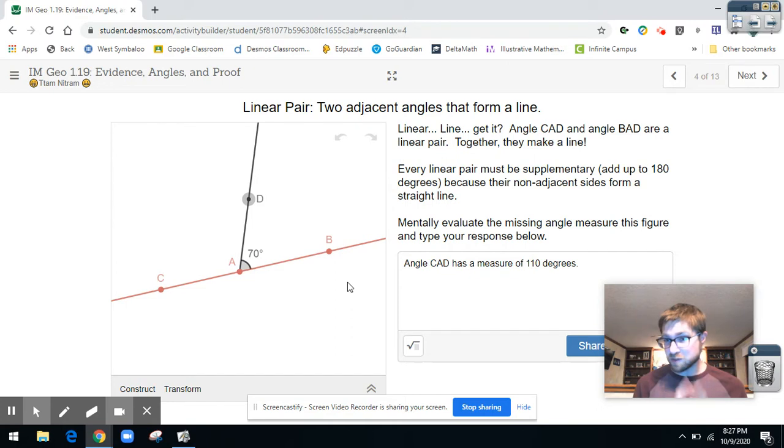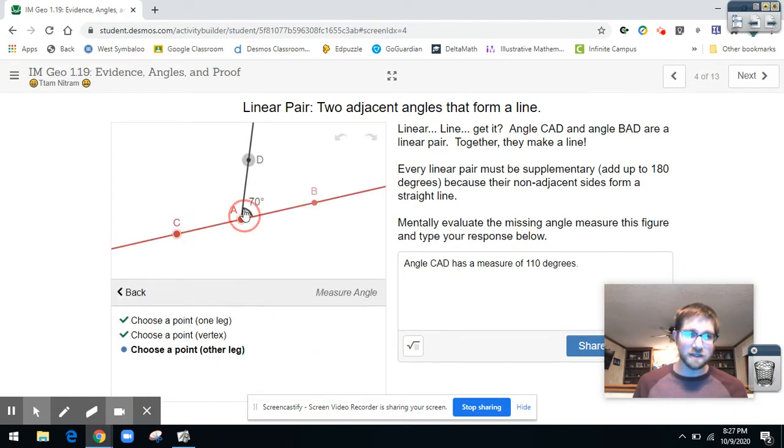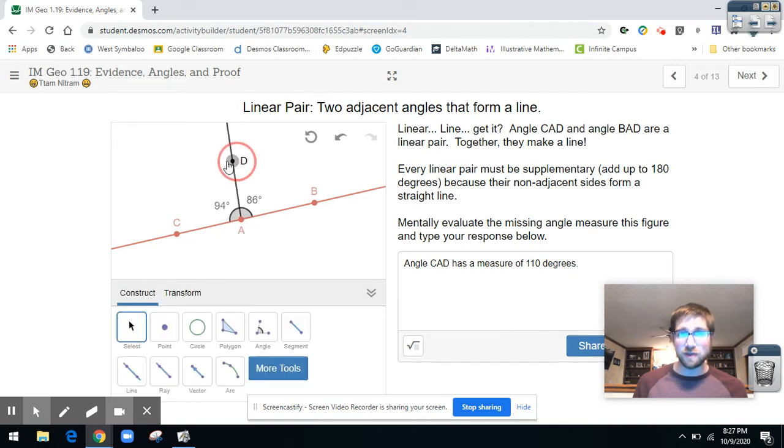Linear pair is the second most important term in this presentation. A linear pair are two adjacent angles that form a line together, like DAB and CAD. Together, they form this line CB. And every time you see this happens, those angles must add up to 180 degrees. So if DAB has a measure of 70 degrees, then I know that CAD must have a measure of 110 degrees. And even if I move those points around a little bit, you will see that no matter what, those two angles together will add up to 180 degrees, which is a cool thing to do. Okay, so be on the lookout for linear pairs.